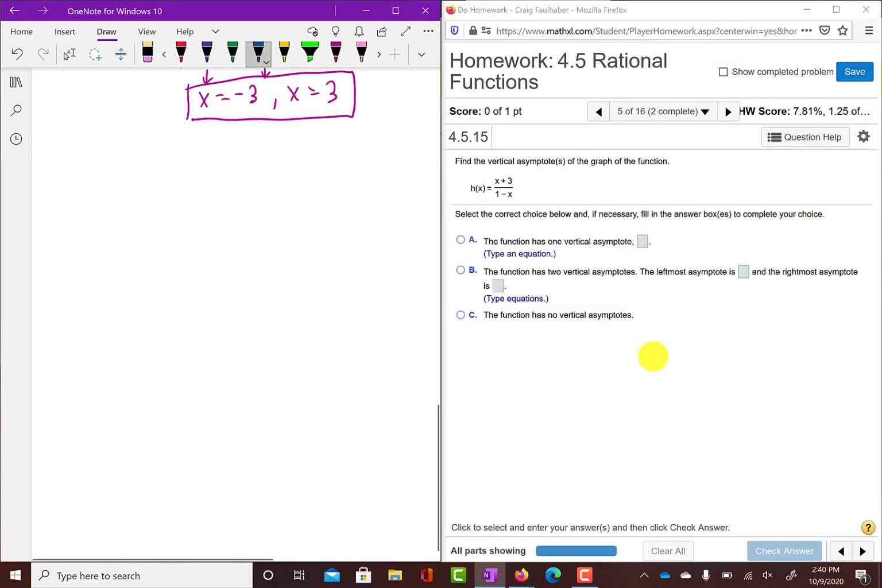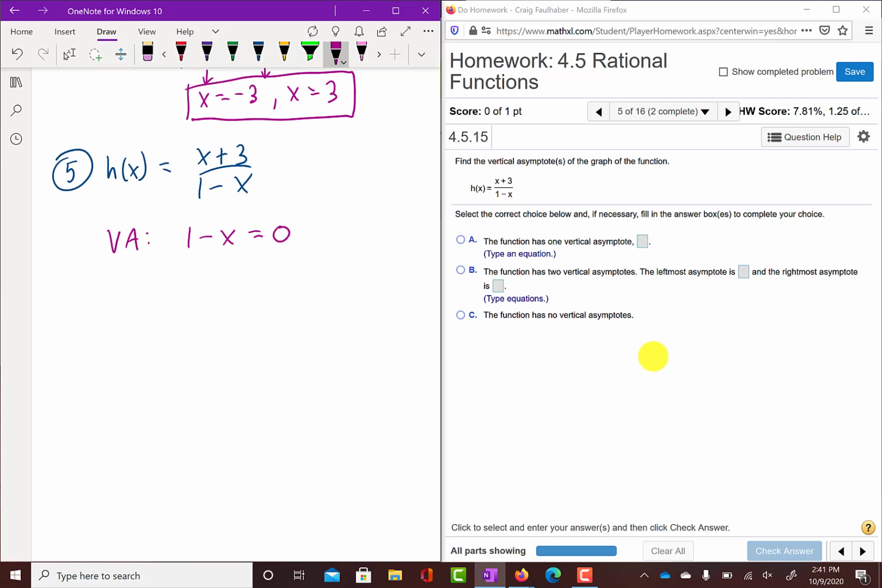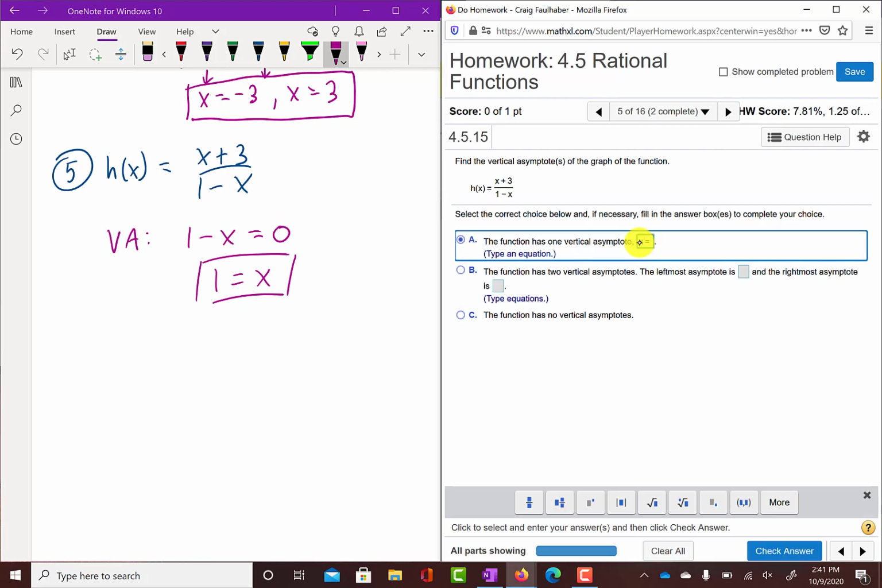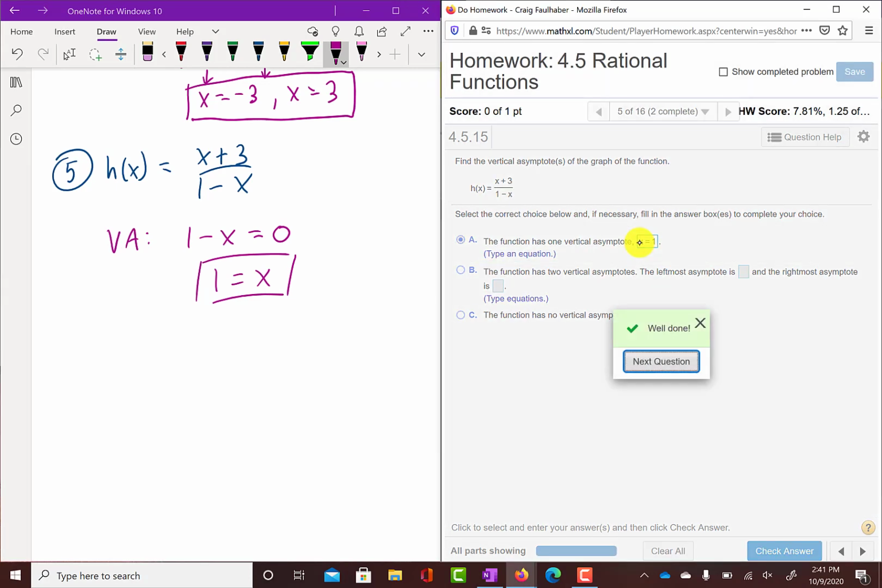Okay, let's write this function down. And we're going to find the vertical asymptotes again of this function. Again, the vertical asymptotes can be found by setting the denominator equal to 0. Of course, first we'd have to factor and simplify, but there's nothing to factor and simplify here. So we just have this equation for our vertical asymptote. Adding x to both sides gives us x equals 1 as our vertical asymptote.